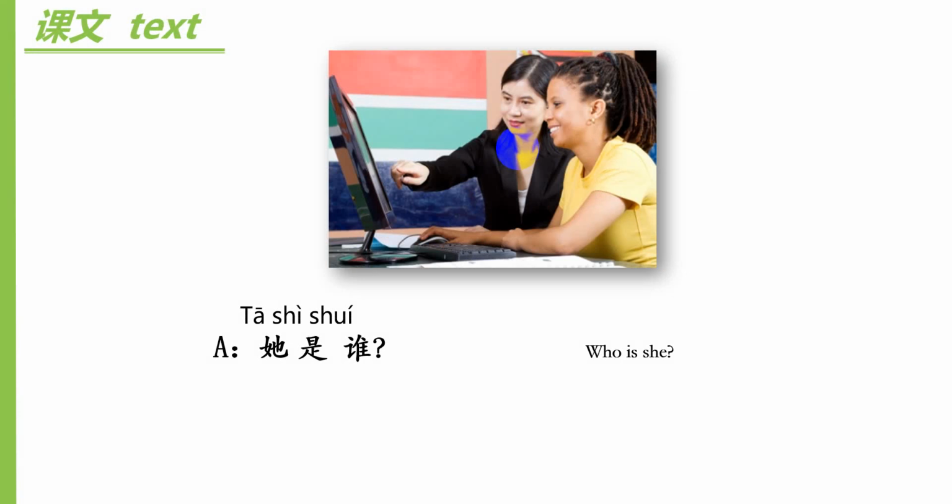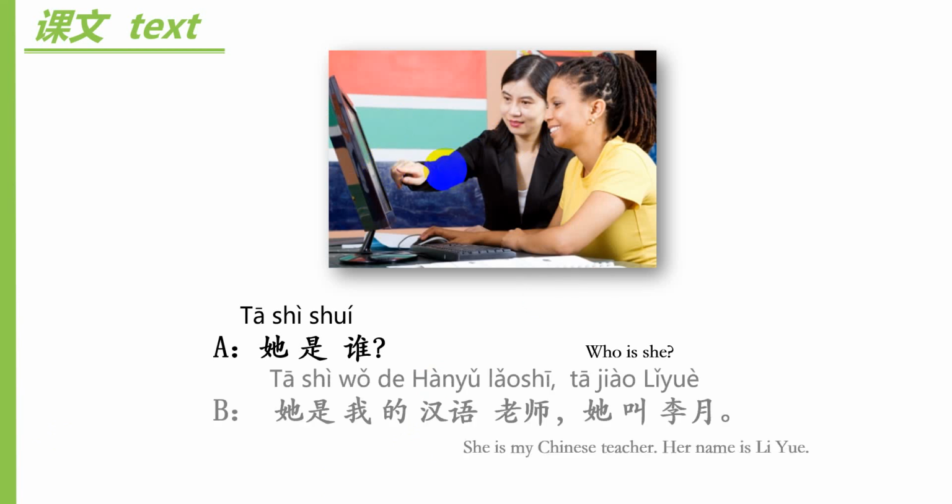他是谁？那 maybe she is a Mandarin teacher. 她是哈尼老师。 Yes, 那 her name is 李月。她叫李月。Okay, 那她叫李月。So we can use the word 谁 now to ask of people's name and identity. Okay, 谁 it means who.